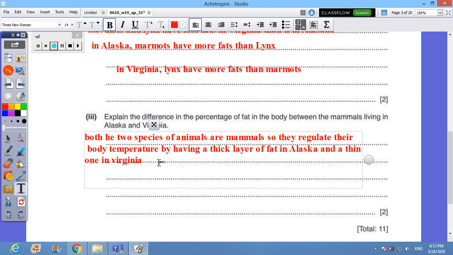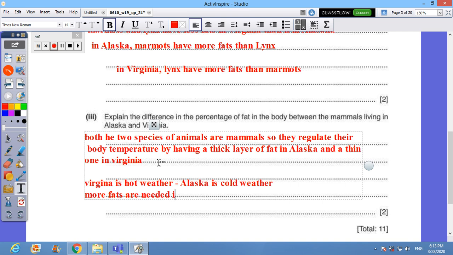You can say that Virginia is hot weather, while Alaska is cold weather. It's a good sentence. Okay? So you can say more fats are needed in Alaska or less fats are needed in Virginia.